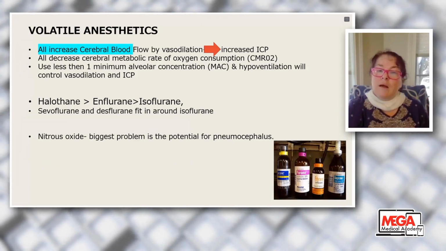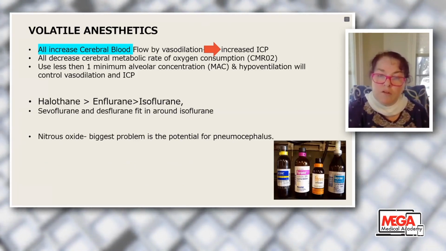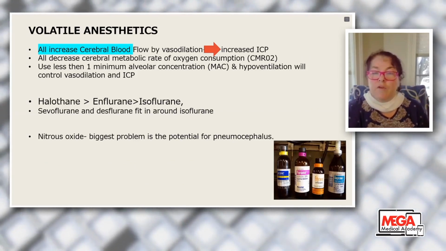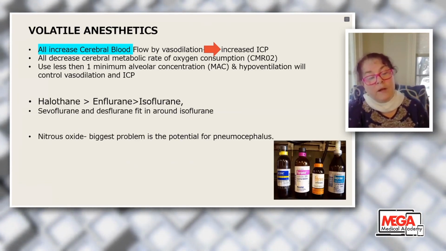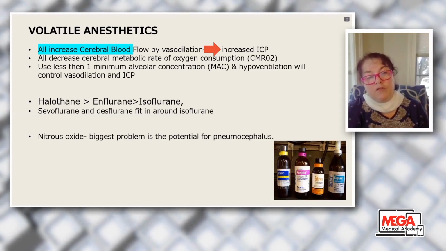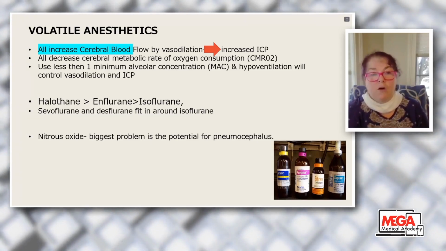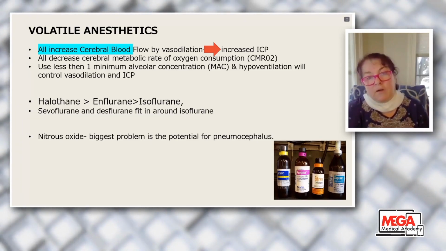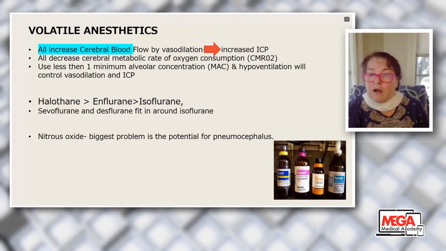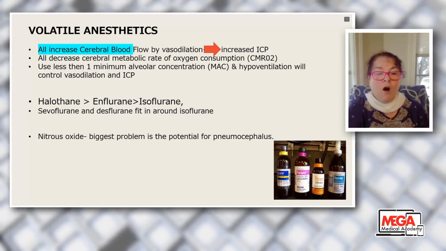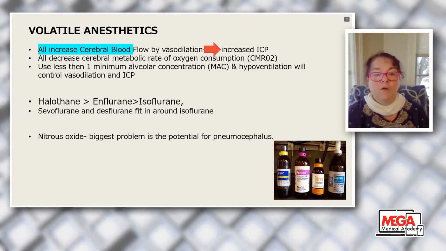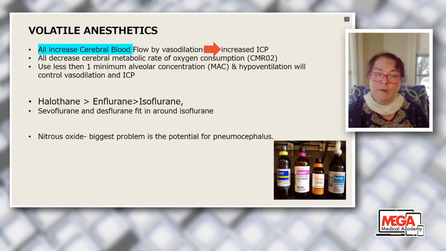Okay, so once you get our patient to sleep, we've done all that we just talked about. Now we're giving them volatile anesthetics. What's important to realize about these volatile anesthetics is that they will all increase your cerebral blood flow by vasodilation. They all do. And secondarily will increase your intracranial pressure. They all decrease the cerebral metabolic rate of oxygen consumption, which is good.